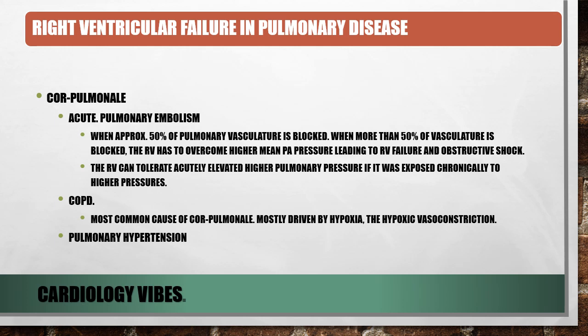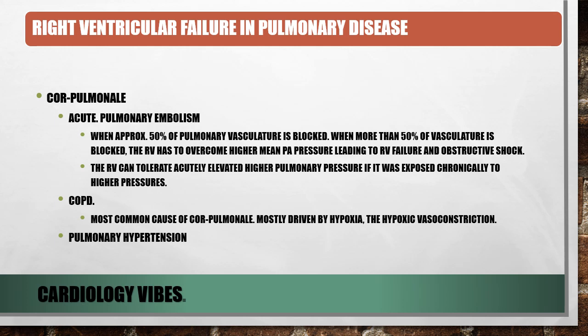In certain instances, the right ventricle can tolerate acutely elevated higher pulmonary pressures if it was exposed chronically to higher pressures. Chronic cor pulmonale most commonly occurs in chronic obstructive pulmonary diseases, which is the most common cause for cor pulmonale, and mostly driven by hypoxia and the hypoxic vasoconstriction.